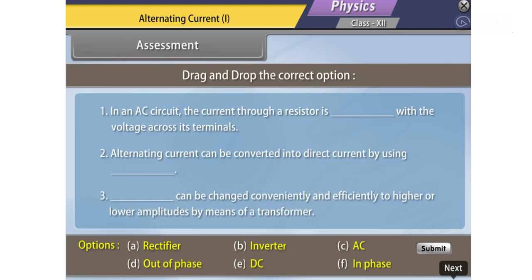Assessment. Before proceeding further, let us see how much you have learned. Drag and drop the correct option.